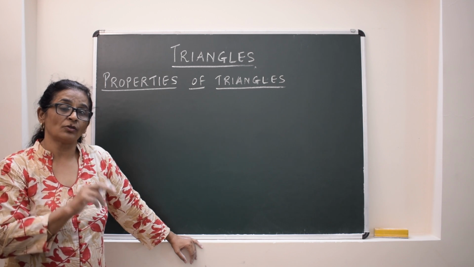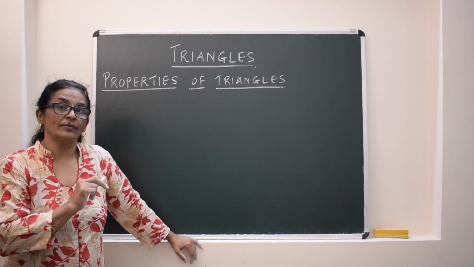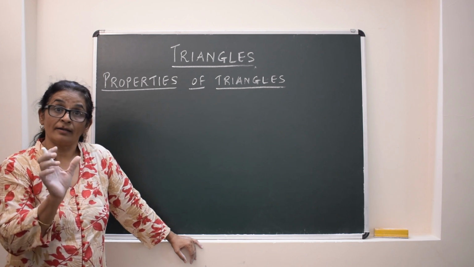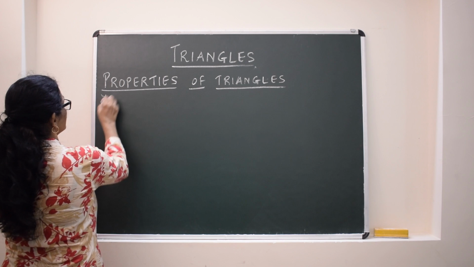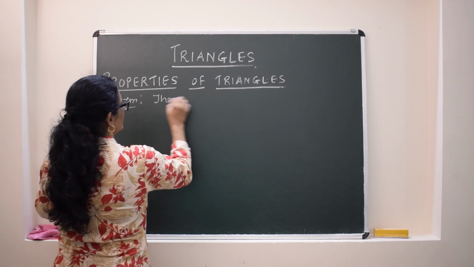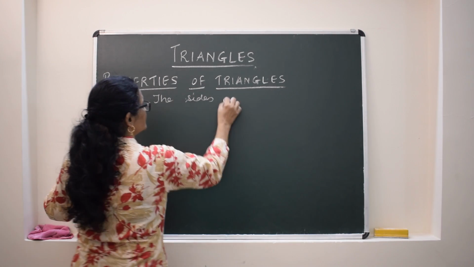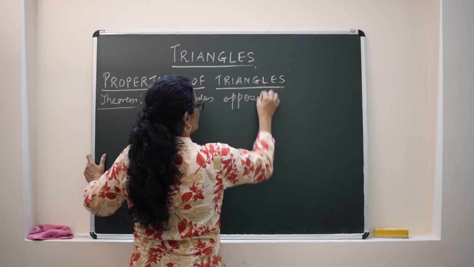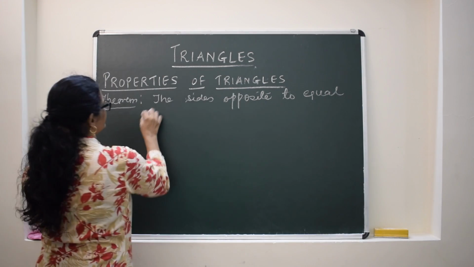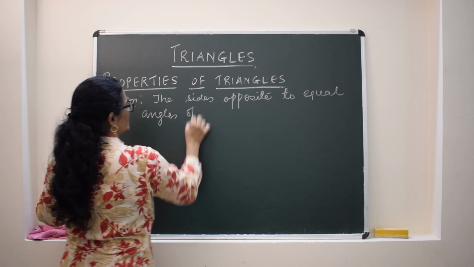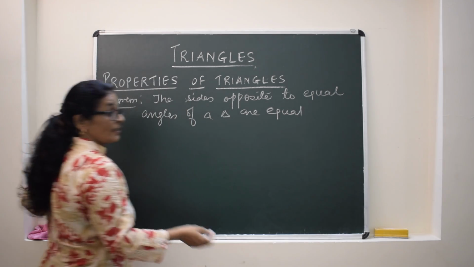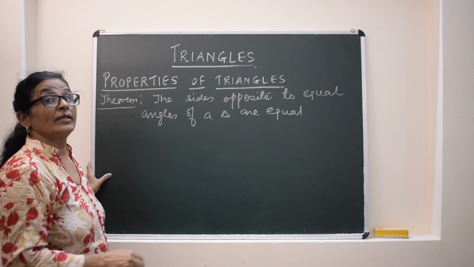In the previous one, we saw the sides were given equal. Here we will say the sides opposite to equal angles of a triangle are equal. So the theorem is: the sides opposite to equal angles. It means that in a triangle, 2 angles are given equal.